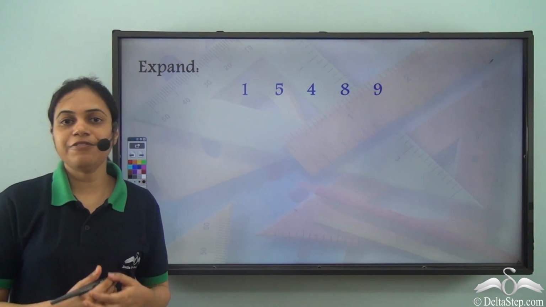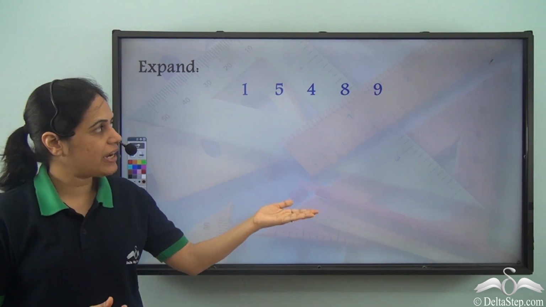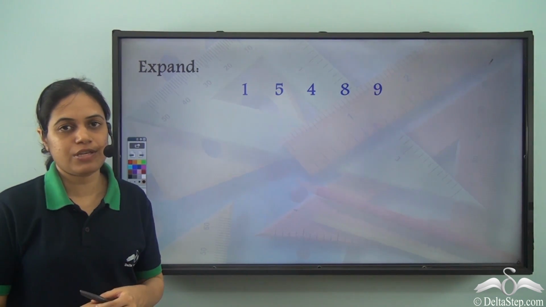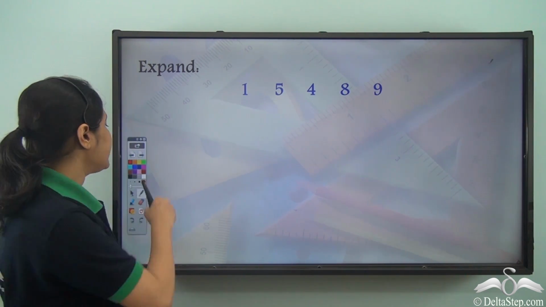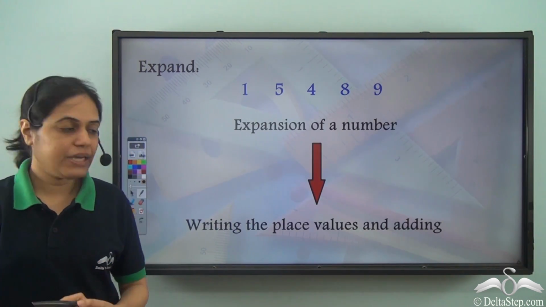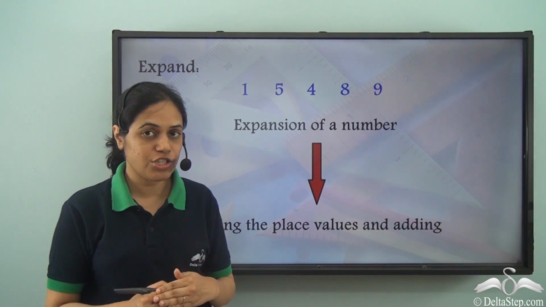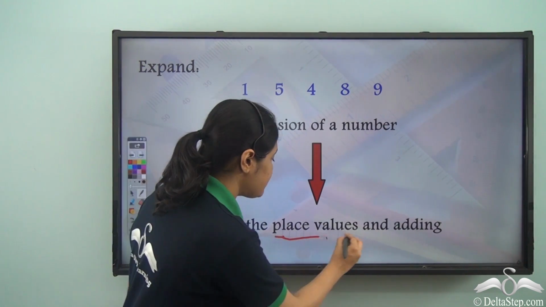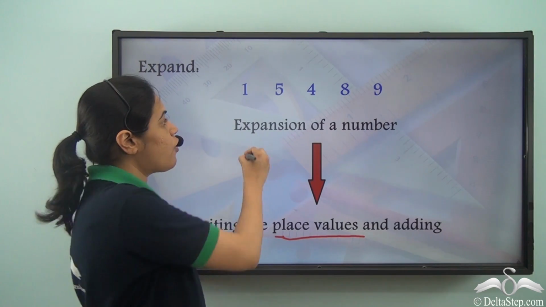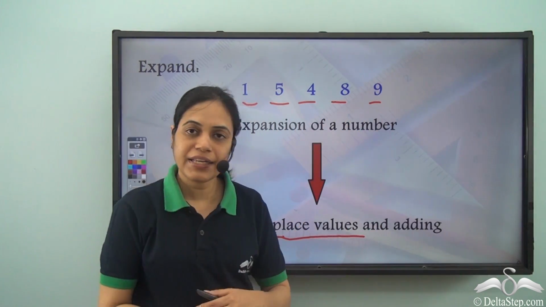We have learned the different 5-digit numbers. Now let us see how I can expand this 5-digit number. What do we mean by expanding this number? Well, expansion of a number means writing the place values of the different digits of the number and adding them. So writing the place values of what? Place values of the different digits and adding them.